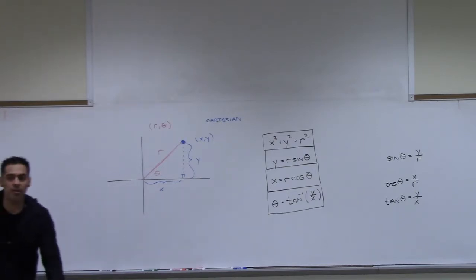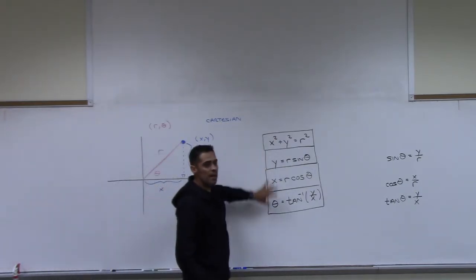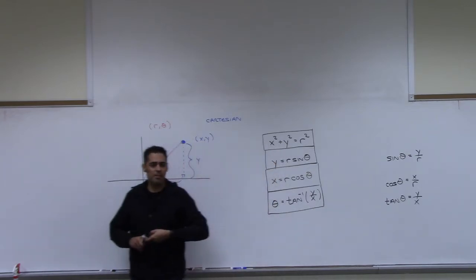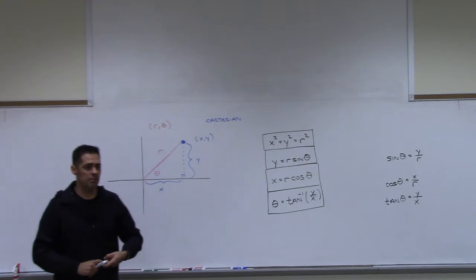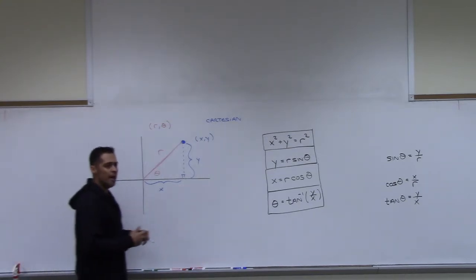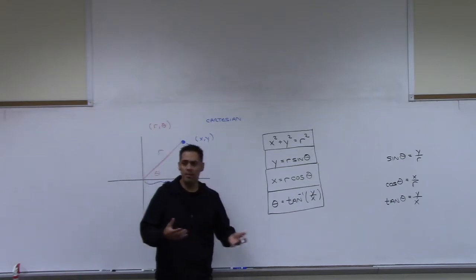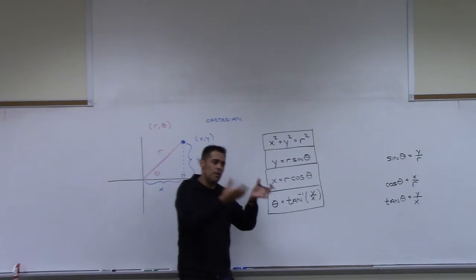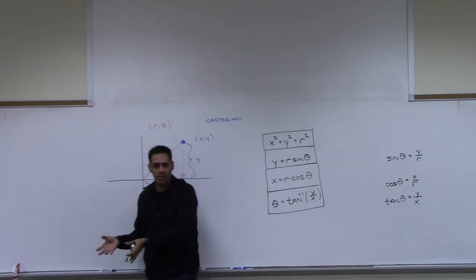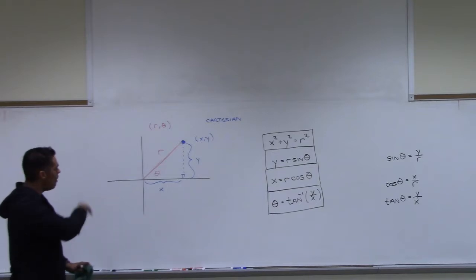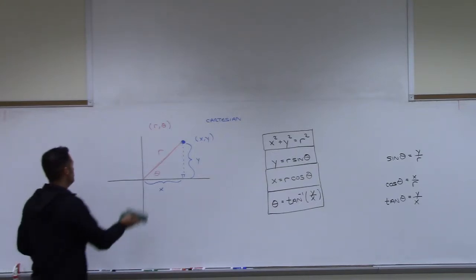These are our main relationships. These are them. This is it. These four are the main relationships between polar and Cartesian. And if those are our relationships, then there must be some way that if somebody gives you a point in Cartesian, you can convert it to polar, or if someone gives you a point in polar, you can convert it to Cartesian. And that's what we want to do right now. All right? And we're going to use these relationships, all built off of just a simple right triangle.